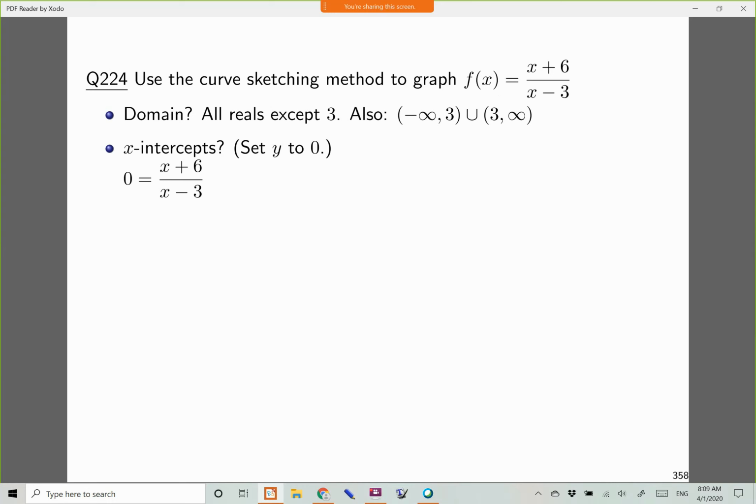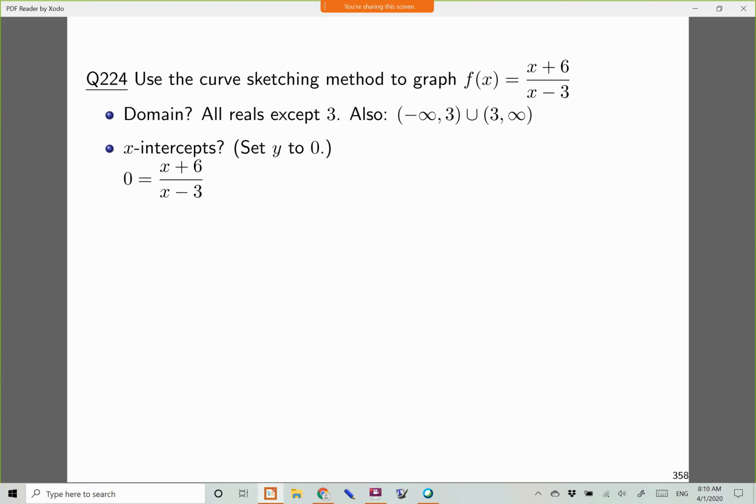Where that f of x was, if you pretend it was a y, and then because we're replacing the y with a 0, you get 0 is equal to x plus 6 over x minus 3. We have a little equation here, right? Now that we have an equal sign, there's this equation that we need to solve. It's an equation with fractions, so the usual convenient thing is to multiply both sides by the denominator. I multiply both sides by x minus 3.